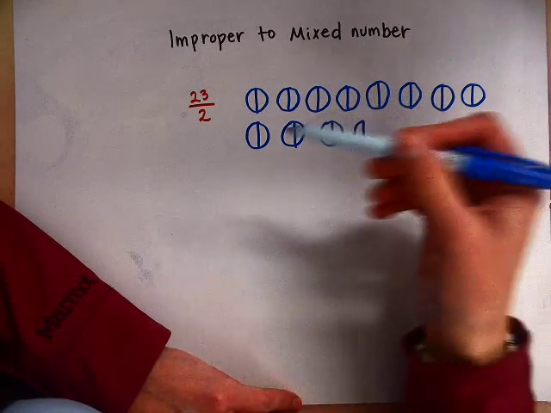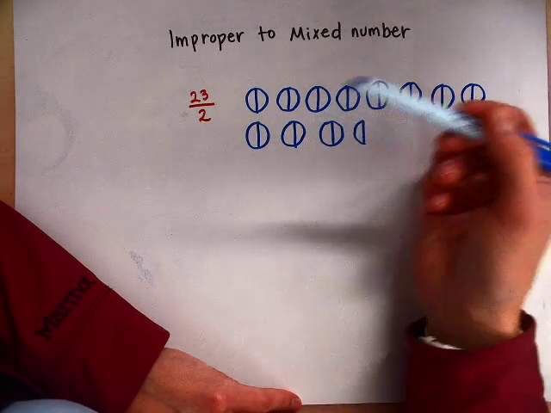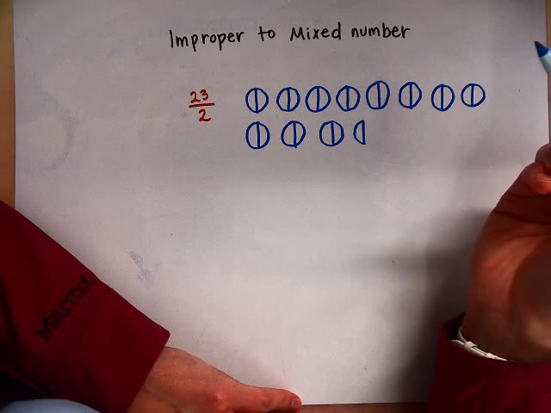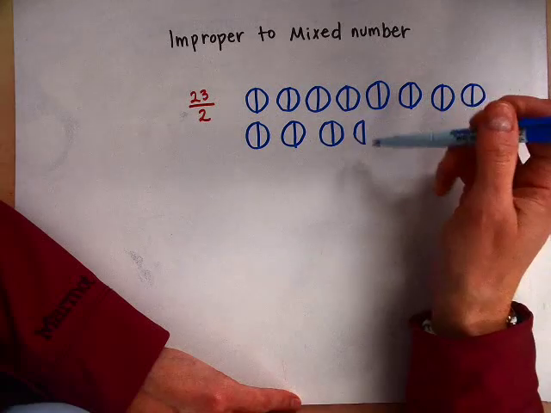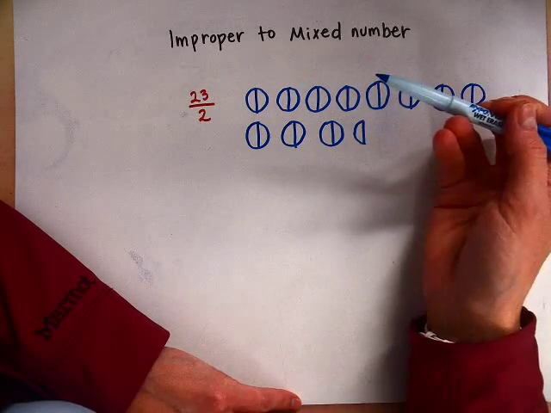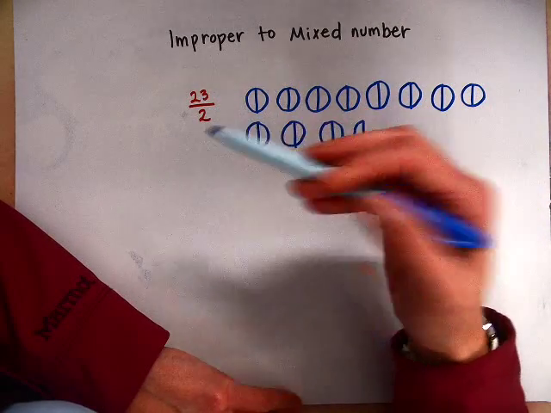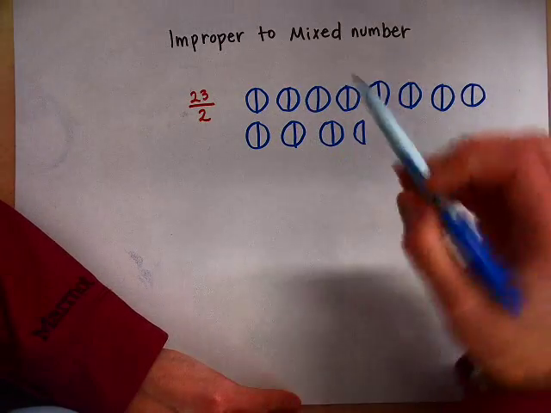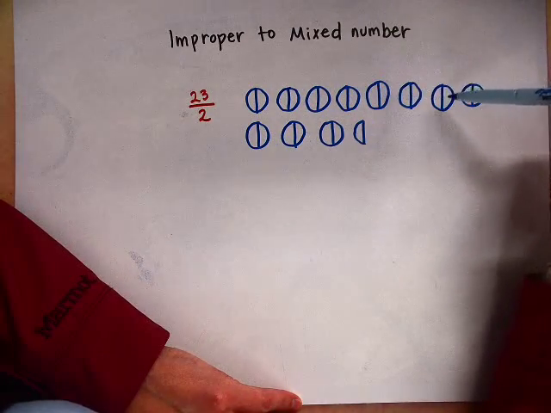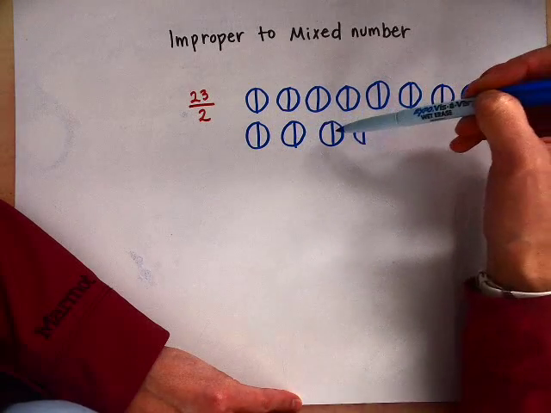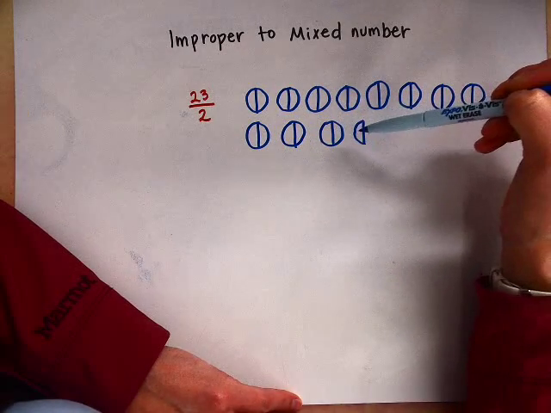So, basically, when you turn it into a mixed number, you're asking, okay, how many wholes is it, and then how many fractions do I have left? So, 23 halves just equals 1, 2, 3, 4, 5, 6, 7, 8, 9, 10, 11, and 1 half.